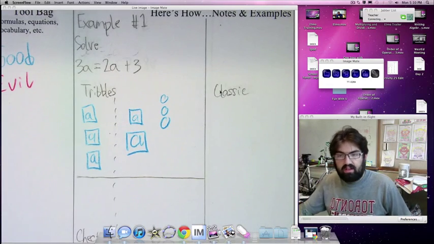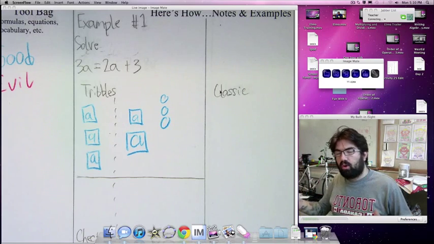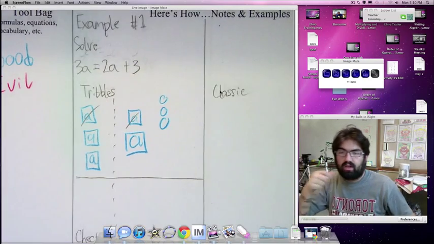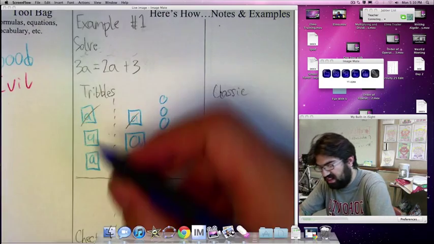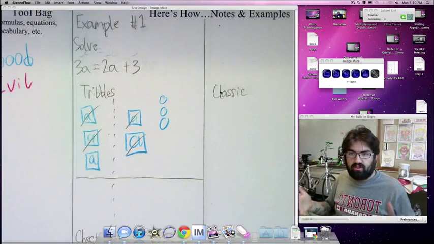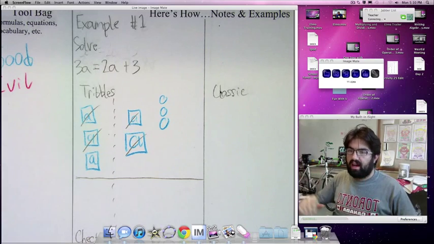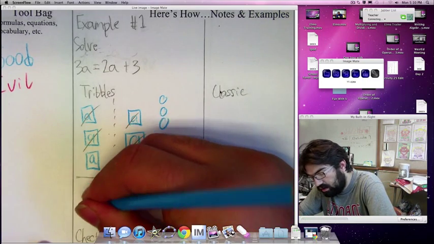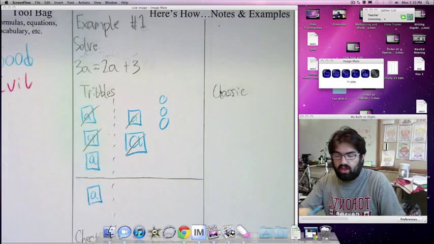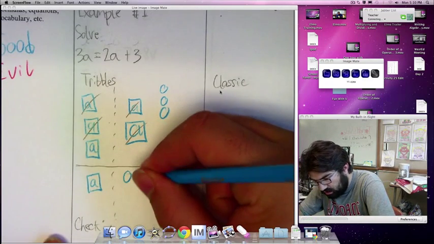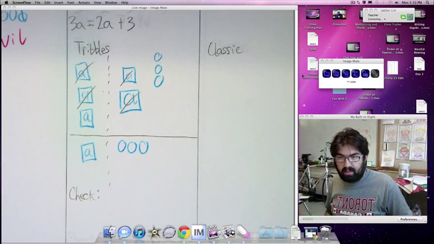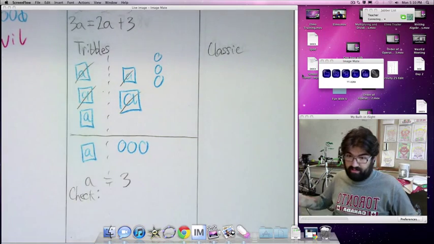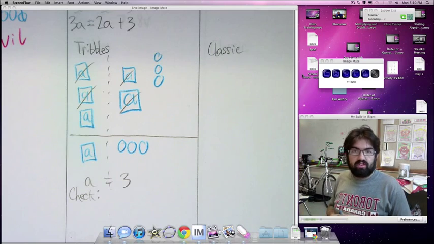All right, well, let's see. I want to take away something from both sides because it's equal. I want to keep the balance. Well, take one away from here and here. I still have an A on both sides, so I can take another away. So I took away 2 A's from both sides to keep my balance. Well, what do I have left? I have an A box over here and 3 good triples. So my answer is basically A equals 3, I think.